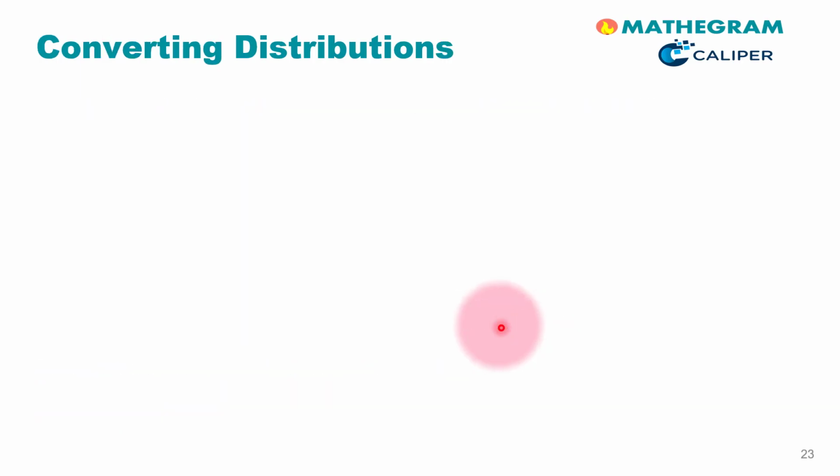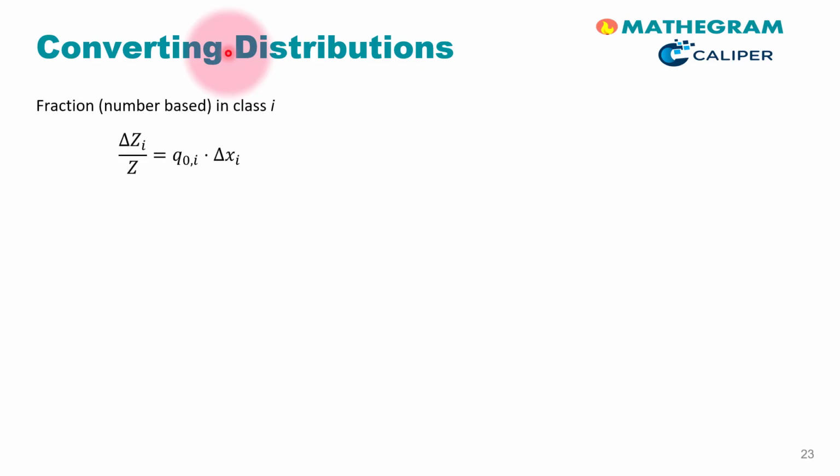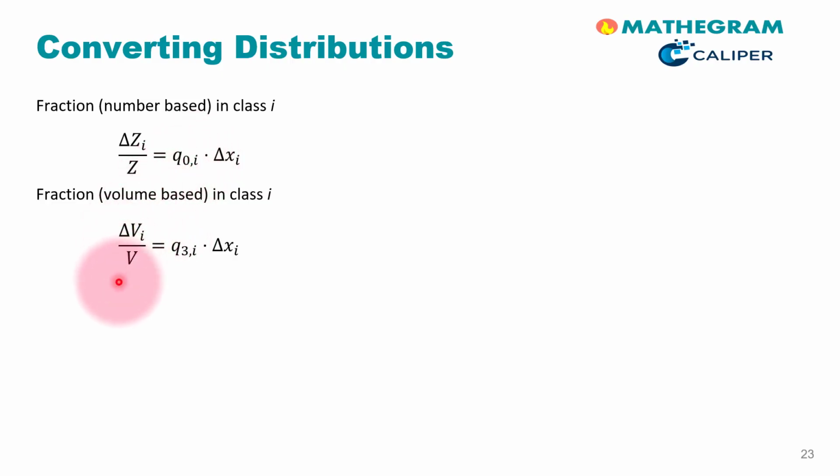Once we have understood the basics of the basis of the distributions, we will see that we can also convert between different distributions. Let us therefore look at the definition of the number-based distribution again. We have denoted the number of particles in each class with delta Zi here, and the total number of all particles is Z. As you see, these quantities are connected to lowercase q0i. We can do the same for the volume-based distribution as shown here.